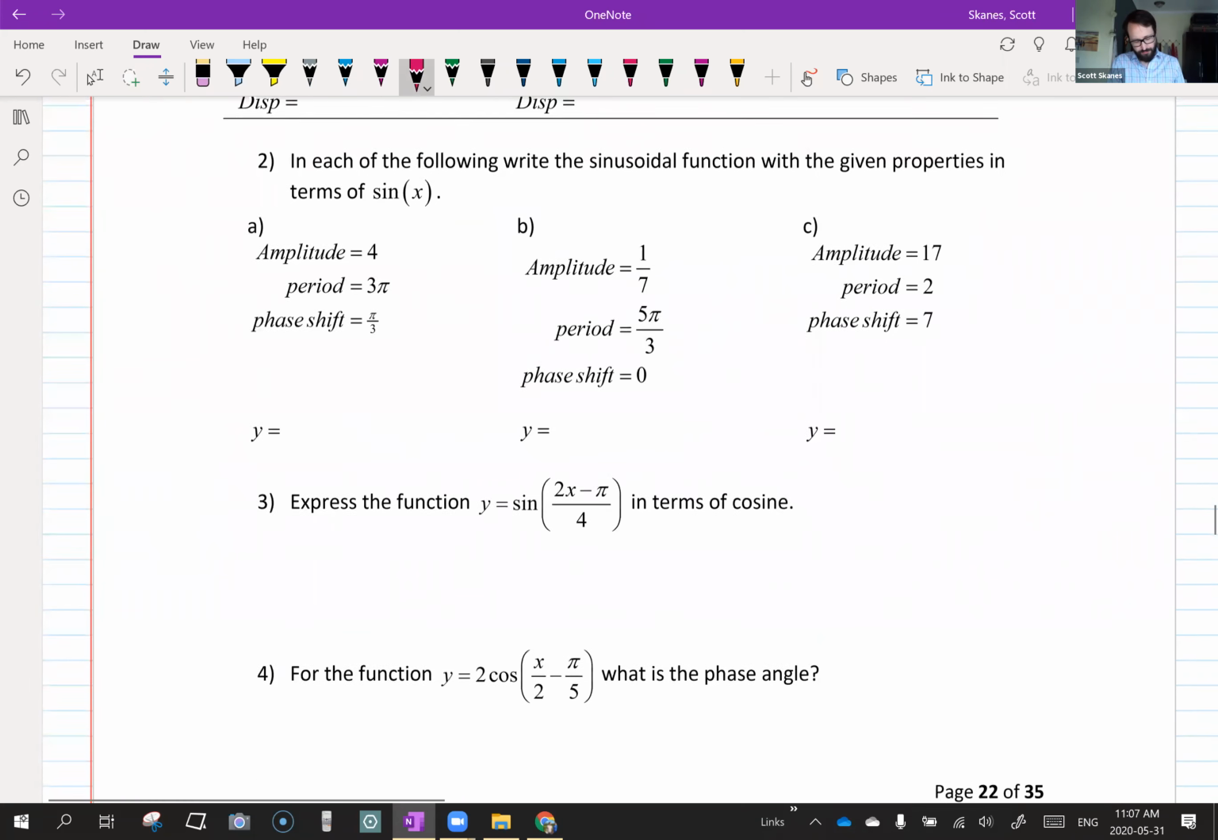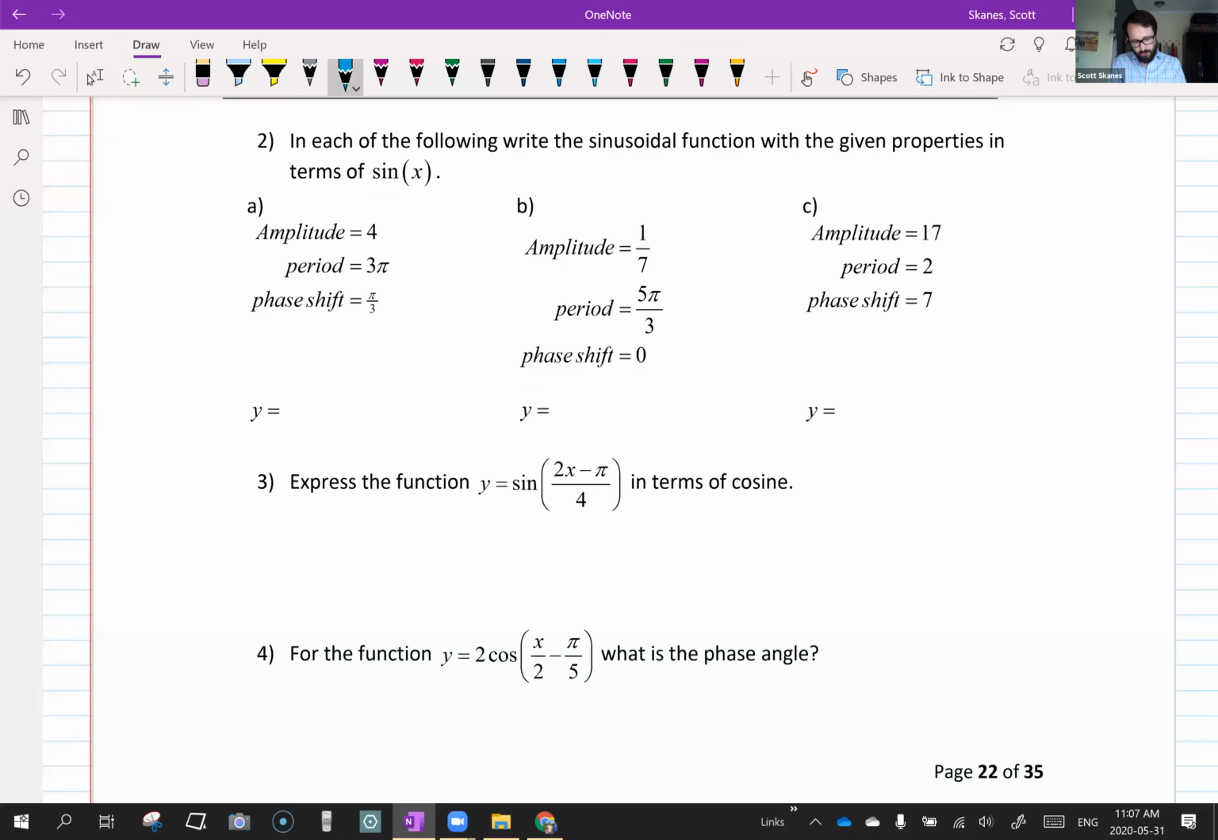There's no real tricks. Question 2 is more like what we just did. I'm going to do A for you, and you can do B and C on your own time, for the same reason, just for practice. What it is asking us is to write the sinusoidal function.